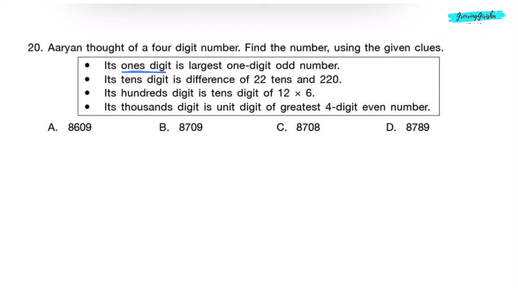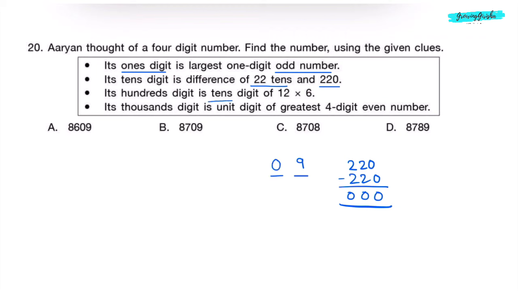1's digit is largest 1-digit odd number. The odd numbers are 1, 3, 5, 7, 9. So we can say that the 1's digit can be 9, because 9 is the largest 1-digit odd number. Now its 10's digit is difference of 22 tens and 220. That is, 22 tens is 220 and 220. So difference is, of course, 0, means our 10's digit is 0.